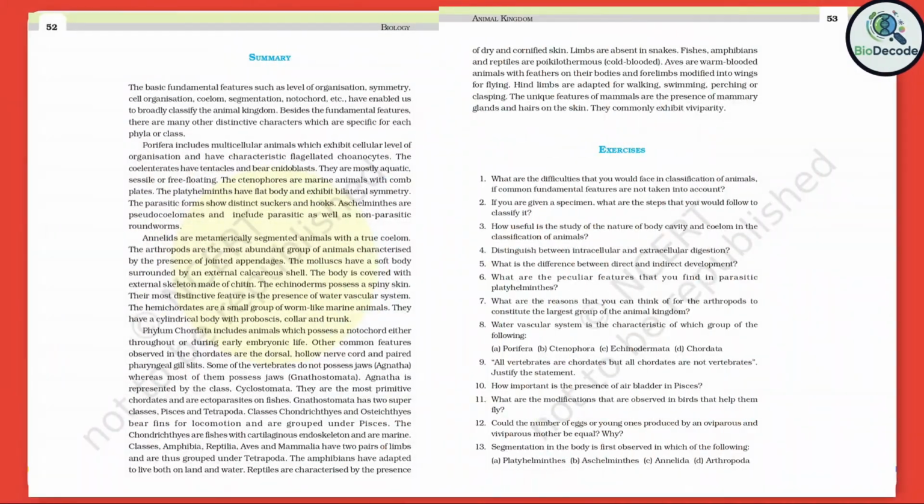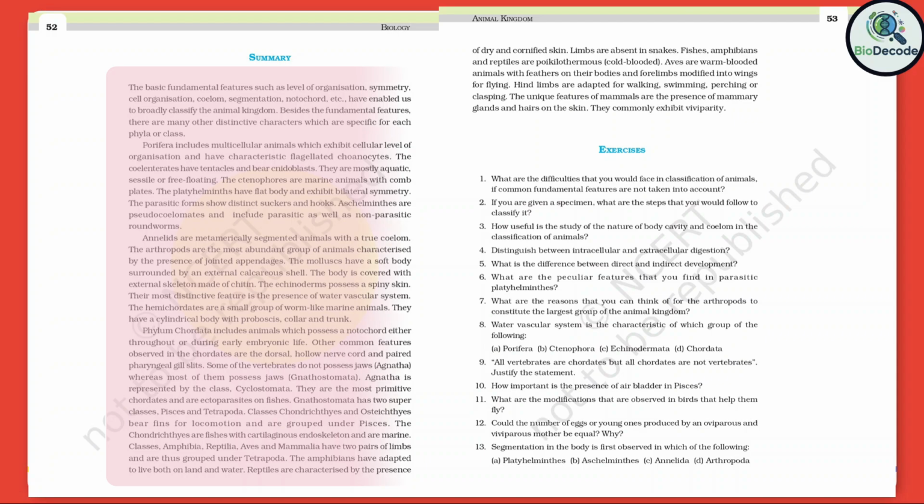Summary. The basic fundamental features such as level of organization, symmetry, cell organization, coelom, segmentation, notochord, and so on, have enabled us to broadly classify the animal kingdom. Besides the fundamental features, there are many other distinctive characters which are specific for each phyla or class.